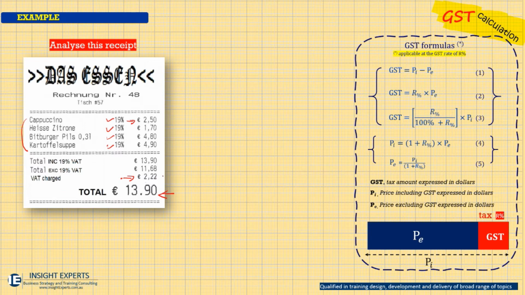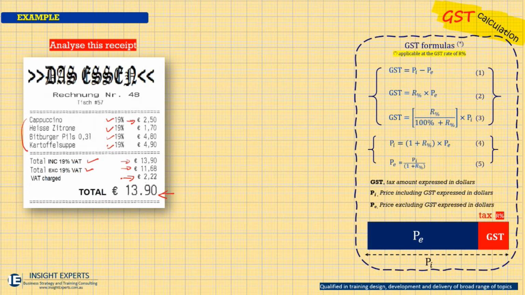So how did they arrive at that amount? Now, if you just look at the receipt here, you see that you have the price before and after VAT. So you simply subtract 11.68 from 13.90. In this case, it's very simple. See, the result will give you exactly 2.22. But now our receipt shows the price before tax.